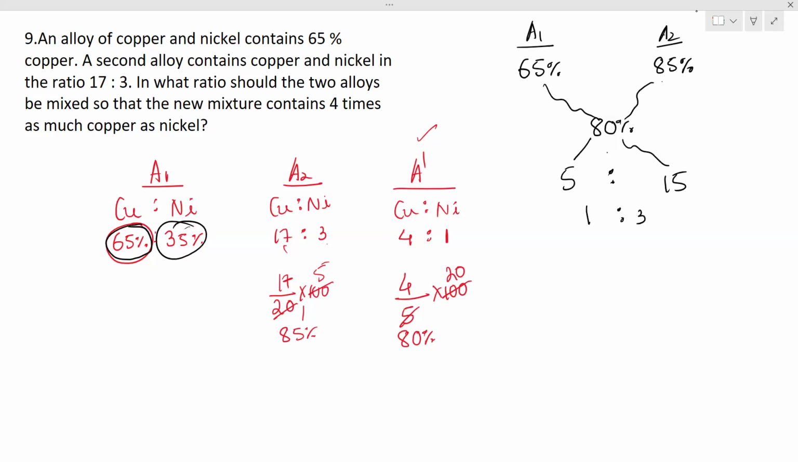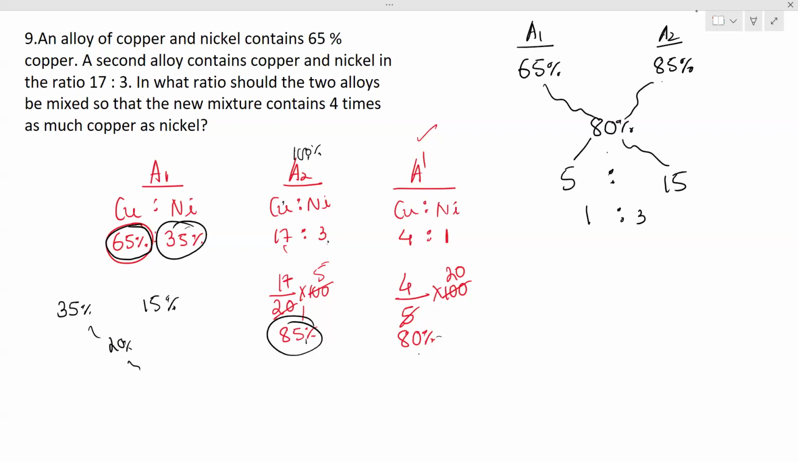Nickel is how much? 35%. Can I solve it here? I have less space here, but I'll try. 35%. What is nickel here? If copper is 85%, the total 100% will be there, right? Out of that 100%, 85% is copper. I have calculated it. So nickel will be how much? The remaining 15%. And in the combined mixture, how much is copper? Copper is 80%. So what will be nickel here? Out of 100% of the combined mixture, 80% is copper, meaning the remaining 20% will be nickel.